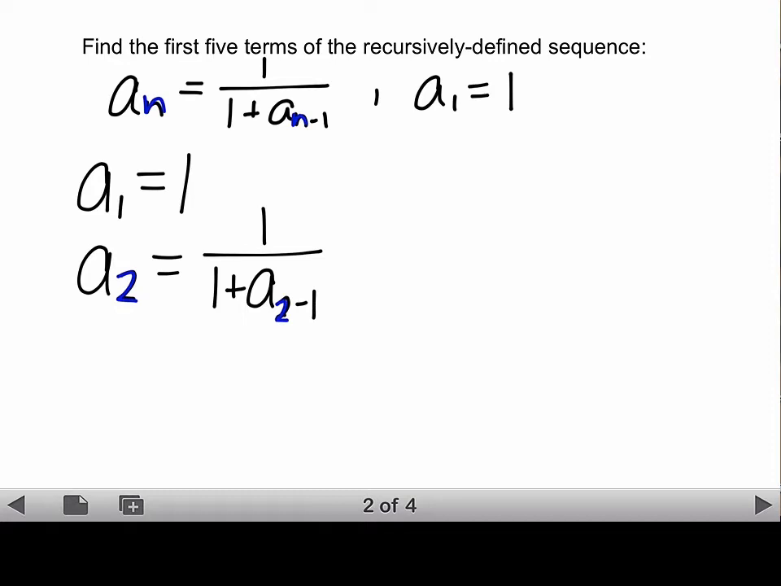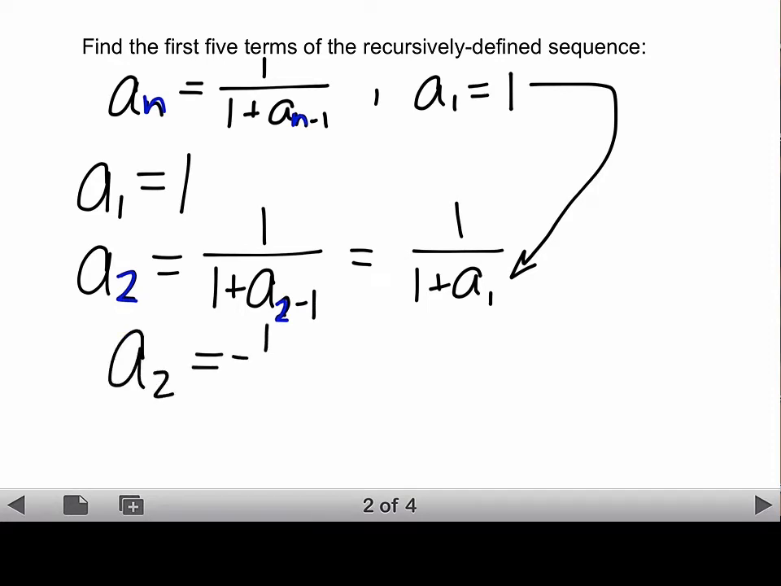So if a sub 2 is 1 over 1 plus a sub 2 minus 1, that means it's 1 over 1 plus a sub 1. A sub 1 we were given, so that's why you have to have a starting point. So a sub 2 is equal to 1 over 1 plus 1. In other words, a sub 2 is 1/2.